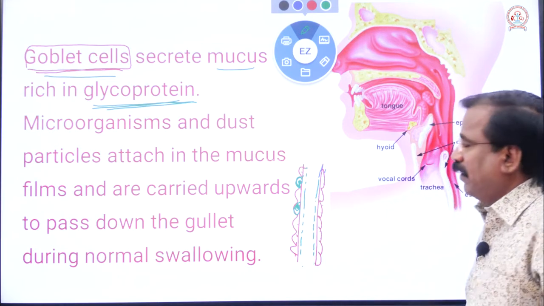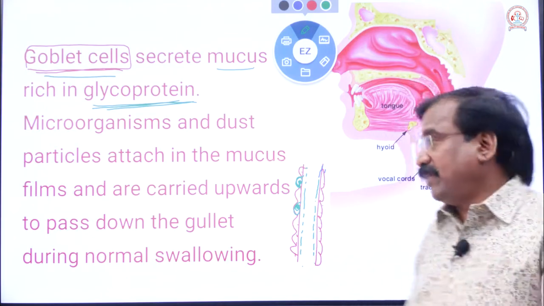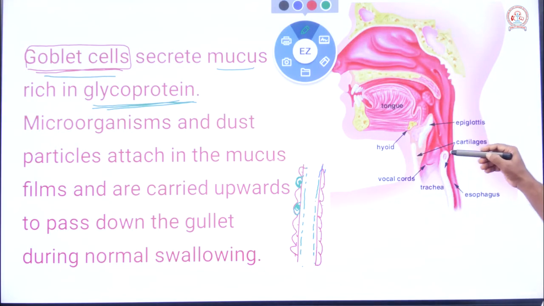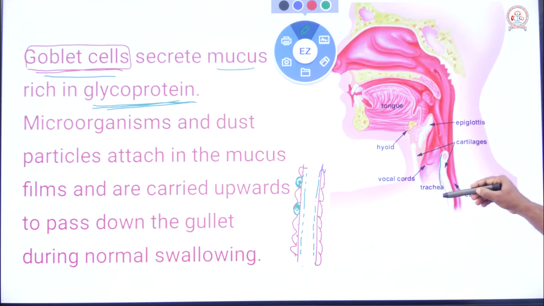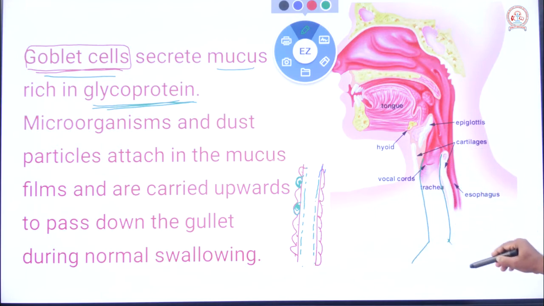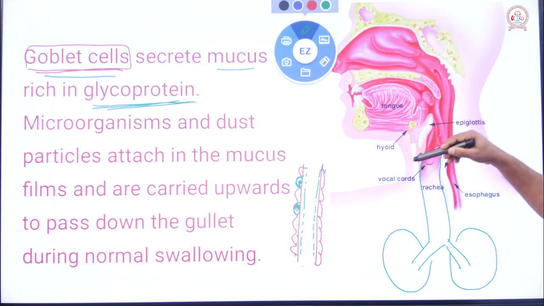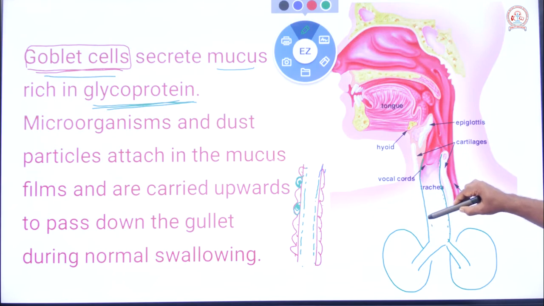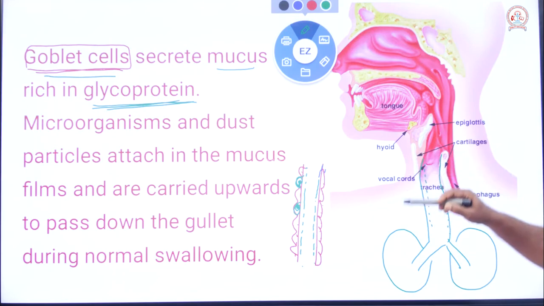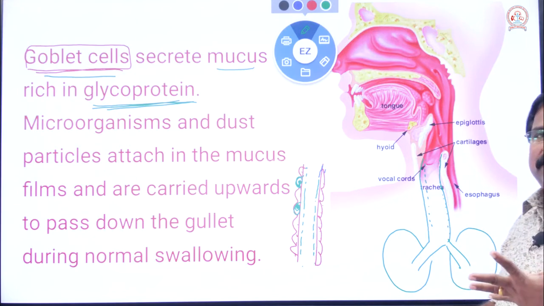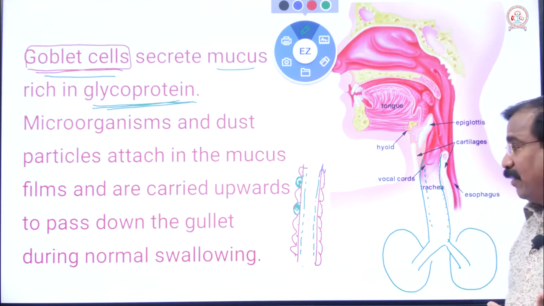When the dust particles and pathogens enter, see, listen here, all of you. This is the trachea, then the bronchus and lungs. When the dust particles enter, the mucus lining traps the dust particles. The dust and the pathogens stick on the mucus lining.